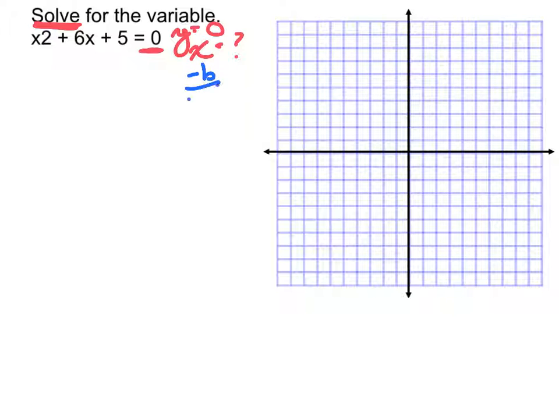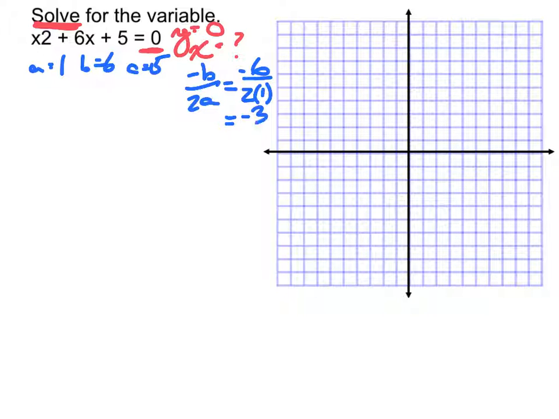Anytime we want to graph a parabola, the first thing we need to figure out is where we're going to start, the dead center, the vertex. This allows us to get our x-coordinate, negative b over 2a. In this, a is 1, b is 6, and c is 5. We plug these numbers in. So the opposite of b gets me negative 6 over 2 times a, which is 2 times 1. Negative 6 over 2 gets me negative 3.